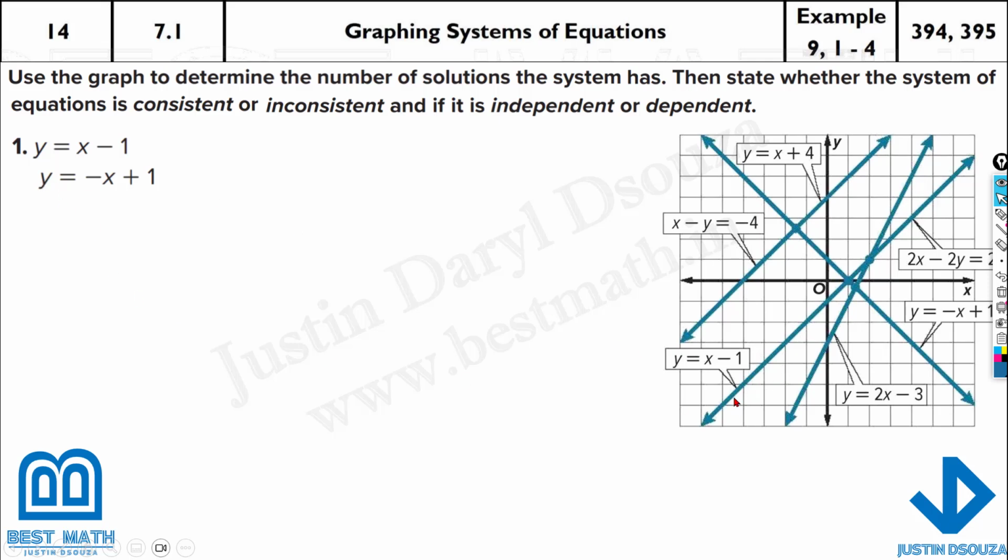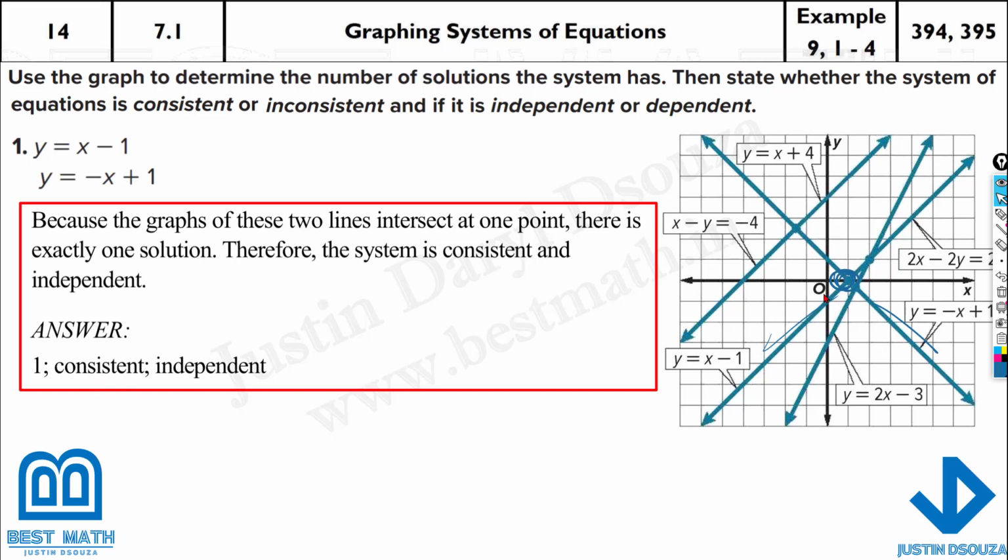Y is equal to minus x plus 1 is over here. Look at, we just have to focus on this equation and this equation. They both touch over here. So they are consistent because there's a solution, and it's independent because they only touch at one point. That's the answer. It's consistent, independent, and there can be only one solution.